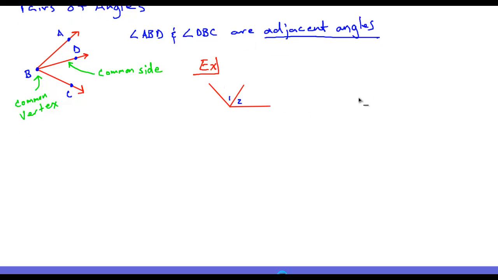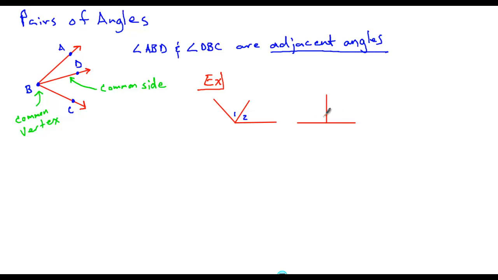Okay, another way that you might see adjacent angles is like this. Okay, it looks kind of like we have two right angles next to each other, but we don't know if they're right angles or not, but this could be angle 3 and angle 4. In both pictures here we have two angles that have a common vertex and a common side. And that's what makes them adjacent angles.